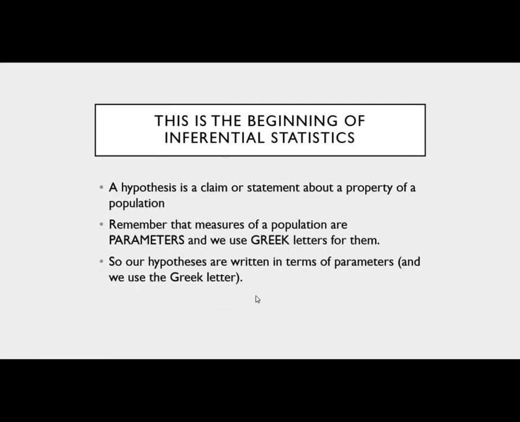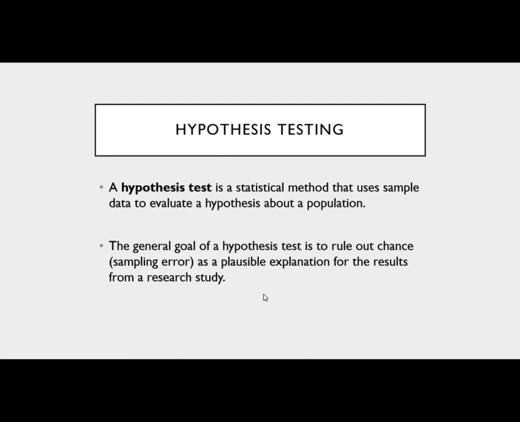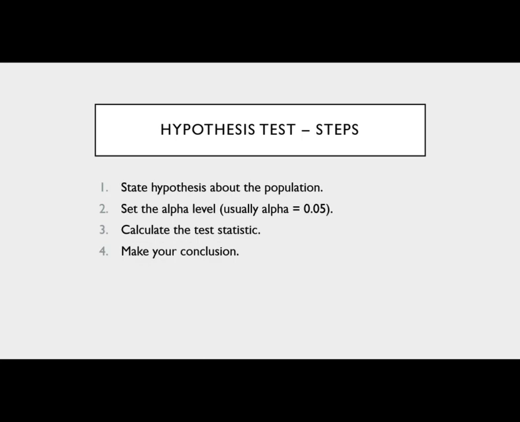Alright, so this is the beginning of inferential statistics. A hypothesis is a claim or a statement about a property of a population. So remember that when we measure a population, we call them parameters, and we use those Greek letters for them. So our hypotheses are written in terms of parameters, and we use the Greek letter. A hypothesis test is a statistical method that uses sample data to evaluate a hypothesis about a population. The general goal of a hypothesis test is to rule out chance, which is also known as sampling error, as a plausible explanation for the results from a research study.